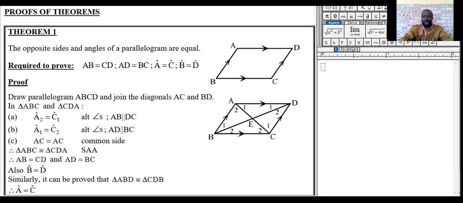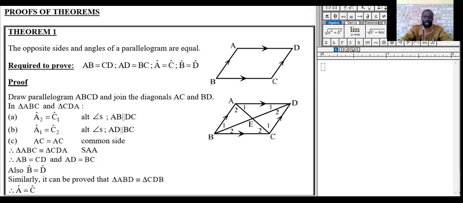Now, there are times when we may not only be required to use those properties, but rather to explain how the properties come up to be true. Sometimes we are required to derive the theorems.